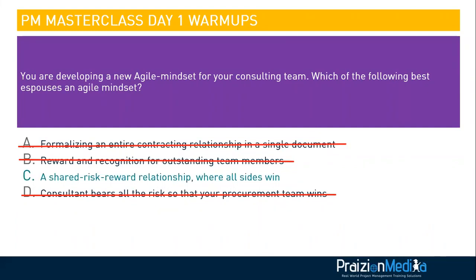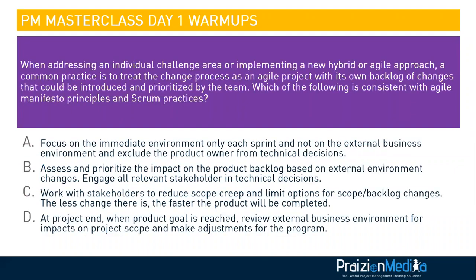All right, let's move on to our next question. When addressing an individual challenge area or implementing a new hybrid or agile approach, a common practice is to treat the change process as an agile project with its own backlog of changes that could be introduced and prioritized by the team. Which of the following is consistent with Agile manifesto principles and Scrum practices? I'm going to give you a minute and 12 seconds. This one is a bit of a long one.